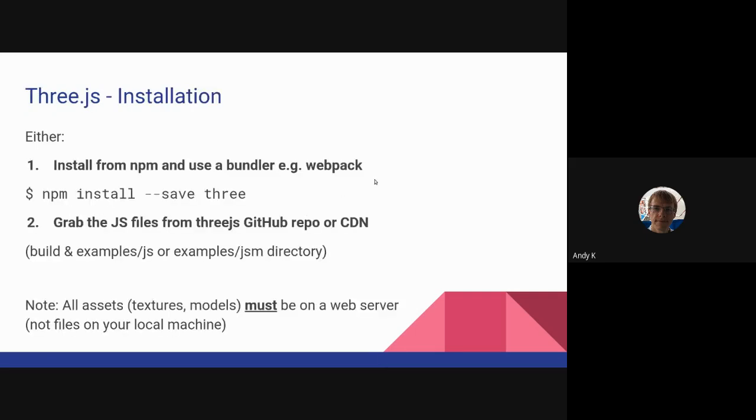Also, an important note is that all of your assets, i.e. textures and models, things that have to be loaded in, must be on a web server, not files on your local machine. So you can get started with Three.js just by creating an HTML file and double-clicking on it, opening it in a web browser. But if you then try to load an image that's in the same folder, you're going to have a bad time because of the way that browsers are sandboxed. You can't do that. You could put it on a localhost web server, like apt install Apache 2. It works. So that would be fine, but it must be some kind of web server.